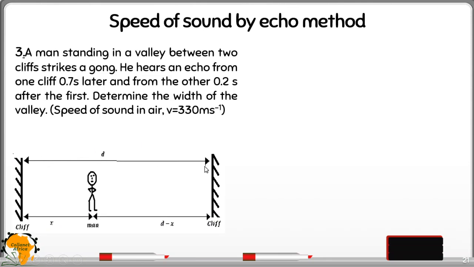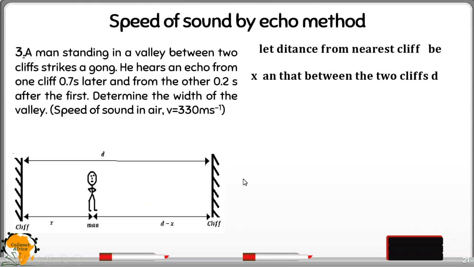You have the 2 cliffs or the 2 valleys. Then the person is in here. So we take the distance from the nearest cliff to be x, the distance between the 2 cliffs to be d. So automatically the distance from here to the farthest cliff will be d minus x. So we proceed as follows.